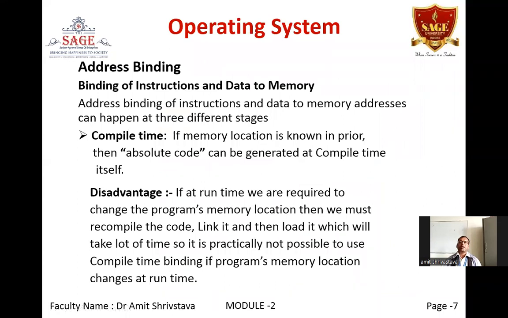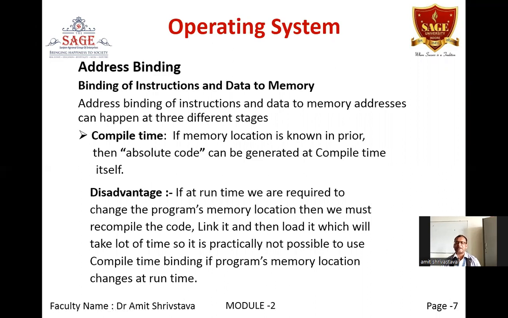Now, one basic concept for memory management is address binding. Address binding of instructions and data to memory addresses can happen at 3 different stages: at compile time, at load time, and at runtime. First of all, what do we mean by address binding, and what are the types of addresses? Basically, there are two different types of addresses: logical address and physical address.